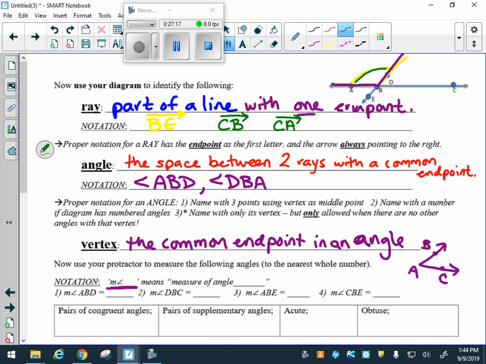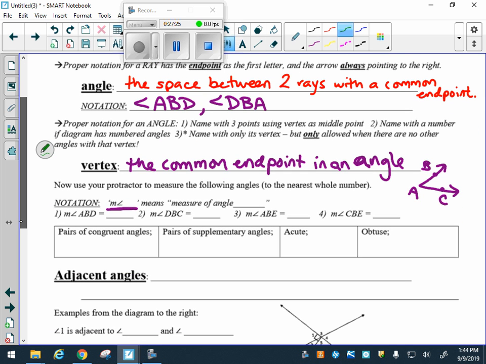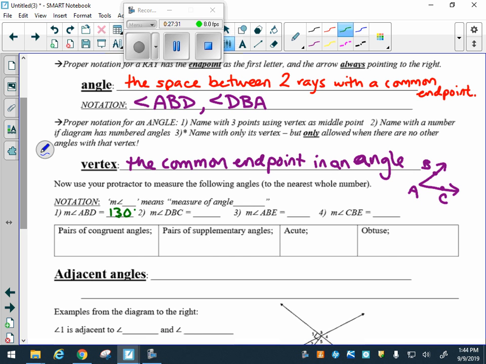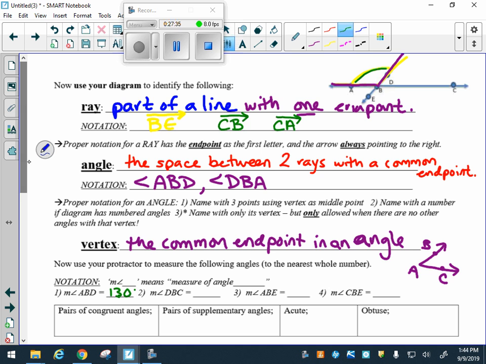Okay, approximately 130, right? You might have gotten a little bit, give or take, but approximately 130. Let's use 130. That's a nice, easy number. Let's fill that in here. 130 degrees. What would you expect the measure of angle DBC to be? 50 degrees. Why?